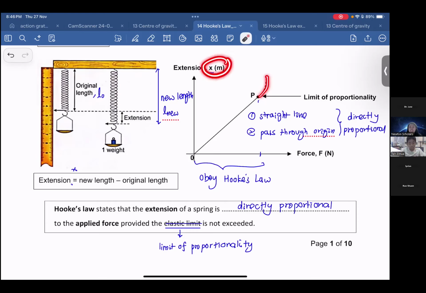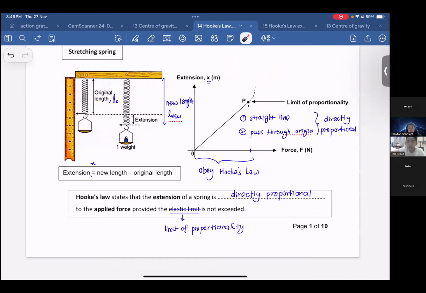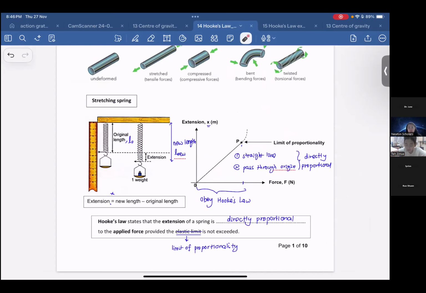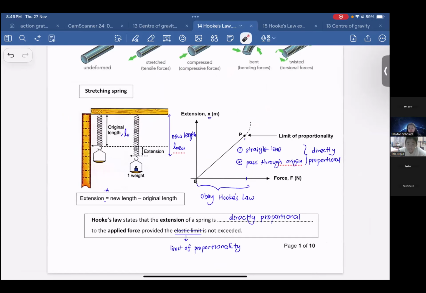When it curves, it will curve towards your x extension. Why? Small force apply, but it extends a lot. Okay, it extends, goes up a lot. So we go to your page number 2. Until here, is it okay? Okay, we go to page number 2.